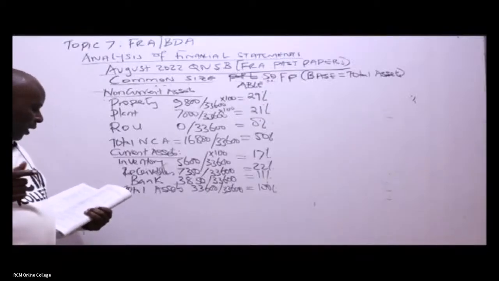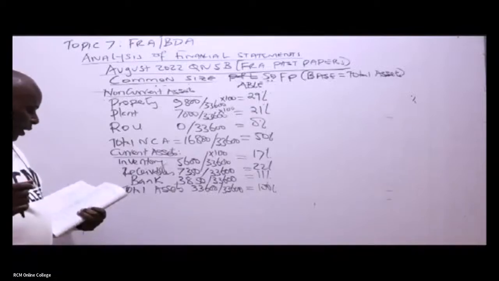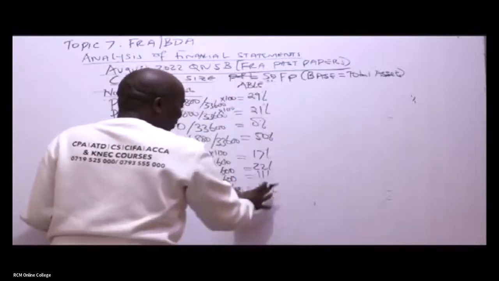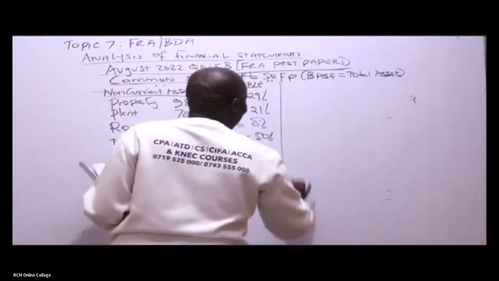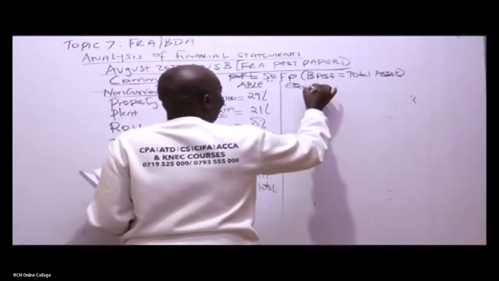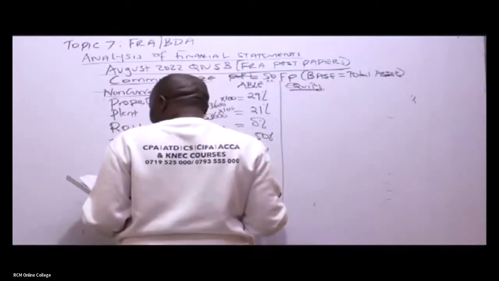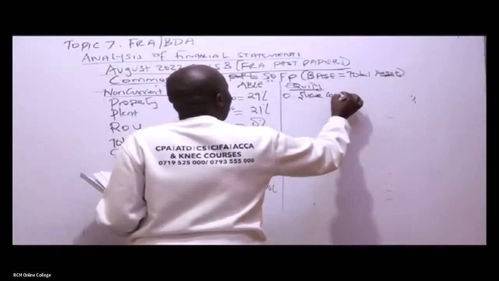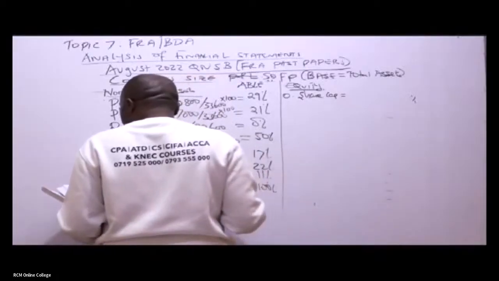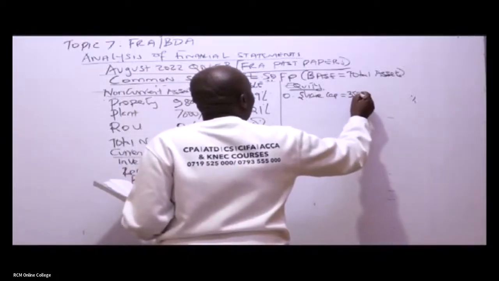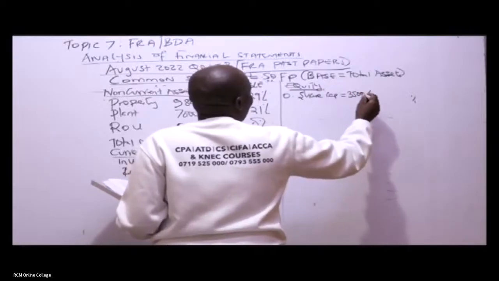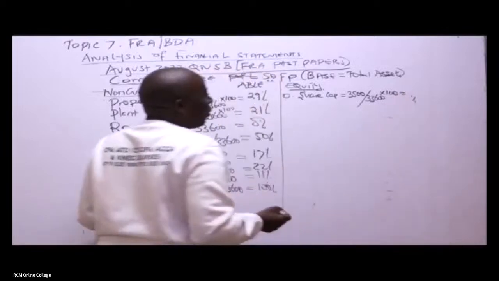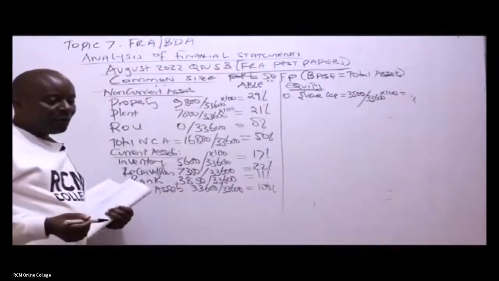Then we go to the equity. Please, because of my space, allow me to do some abracadabra here. Equity, I will begin there with ordinary share capital. For ordinary share capital, we have 3,500. We are still dividing this by the baseline, which is 33,600, times 100. What figure are we getting there?